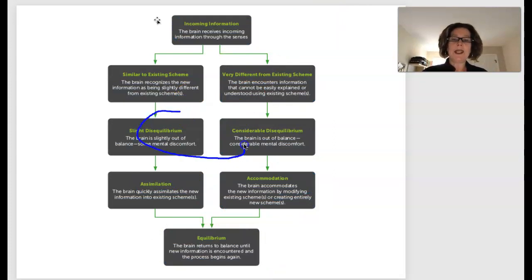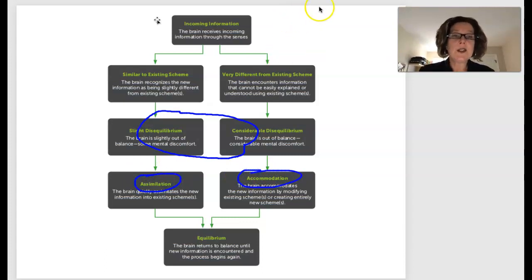We want them always to be a little bit in disequilibrium. We want them to be challenging what they already have. We want them to be thinking, oh, that's a little bit different. What's my background? What do I already know? And then, oh, but I'm seeing something different. It either needs to assimilate or I need to accommodate my own thinking.